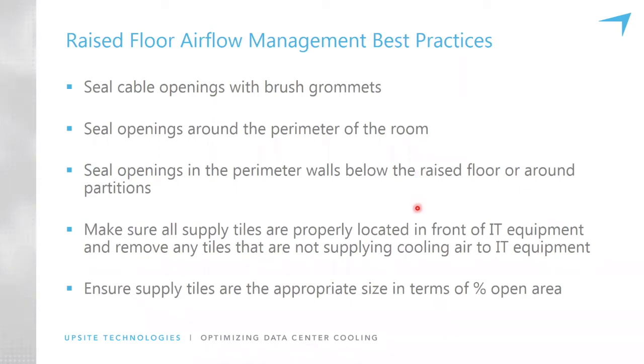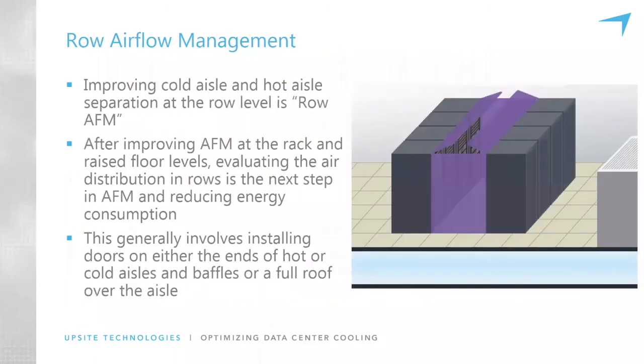Make sure the supply tiles are properly located. There's no need for a 70% open area grill if there's only 5 kilowatts in the cabinet. Making sure that the amount of air being delivered is appropriate for the amount of load that needs to be cooled. At the row level, improving the cold aisle airflow management or the hot aisle airflow management is done with doors, obviously, and baffles or roof.